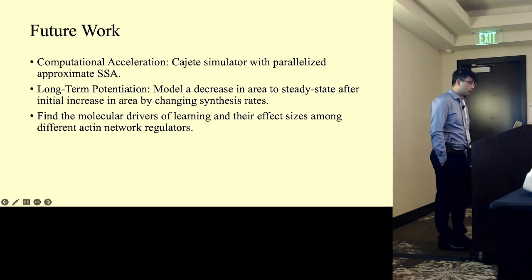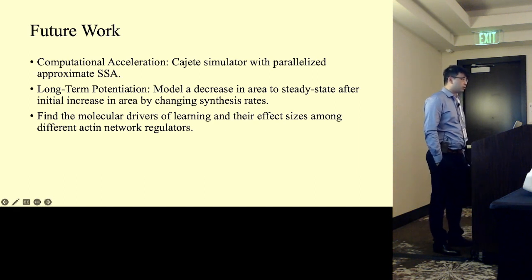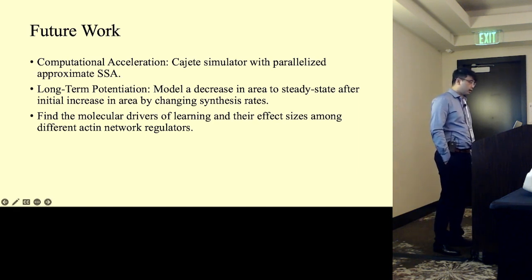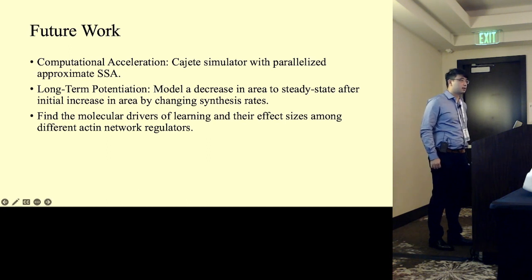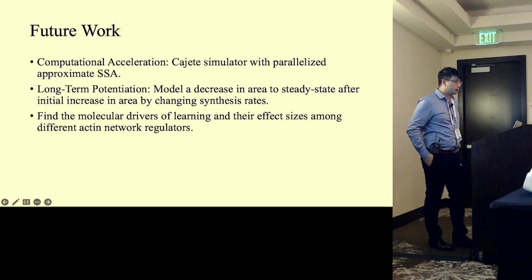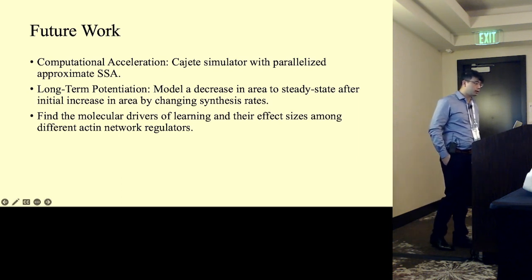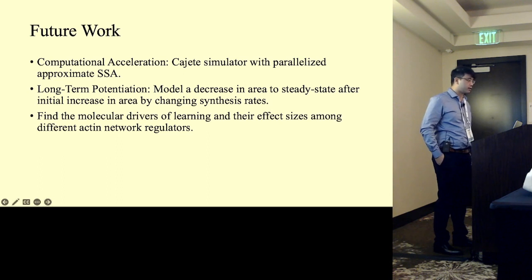And then there's long-term potentiation. This phenomenon is important for memory and learning. And we'd like to model a decrease in area to steady state after an initial increase in area by changing synthesis rates, which encompass those molecules that can diffuse in and out of the spine head. And then through this, we'd like to find the molecular drivers of learning and their effect sizes among different actin network regulators.